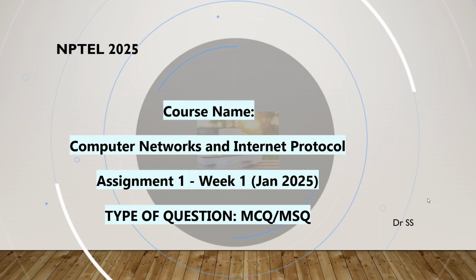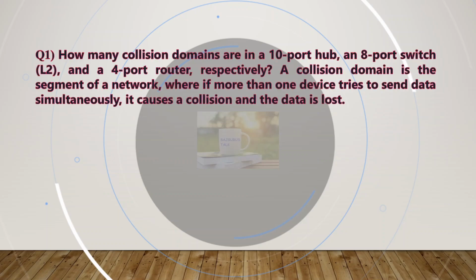In this session, we are going to be discussing the Computer Networks and Internet Protocol assignment 1. Let's get started. So the first question is, how many collision domains are in a 10-port hub, an 8-port switch and a 4-port router respectively?